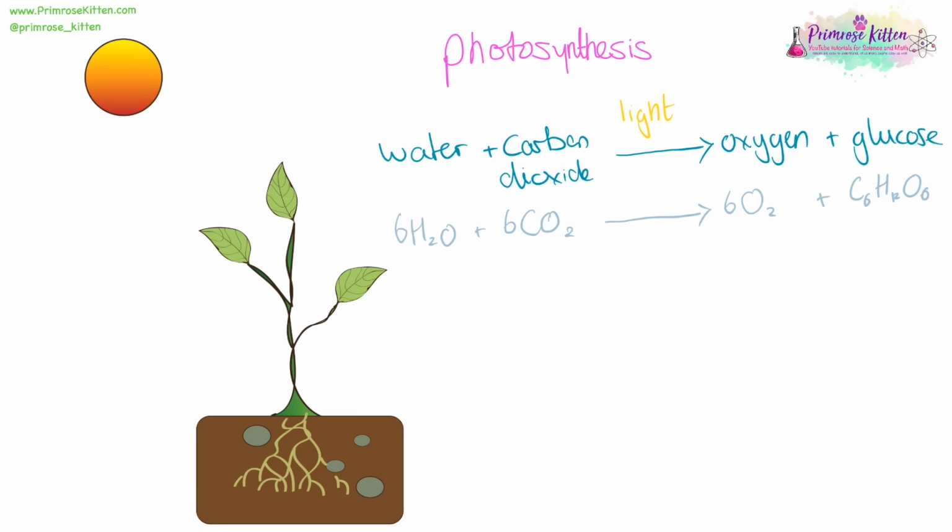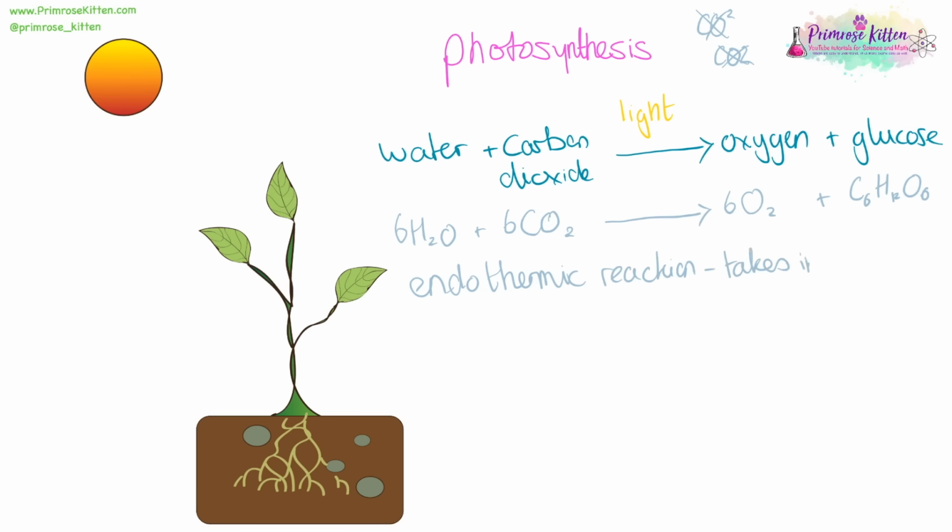Because if you write this, that's wrong, and you will lose the marks. In photosynthesis, we are taking energy from here, taking energy from light, and we are locking it up in glucose. This is an endothermic reaction.